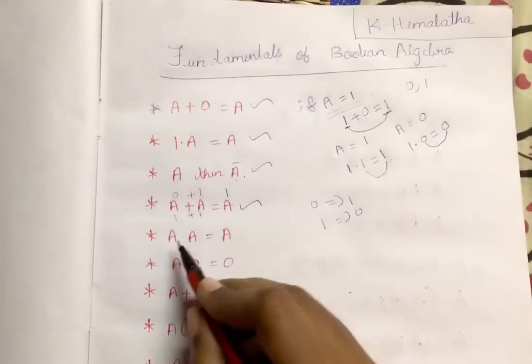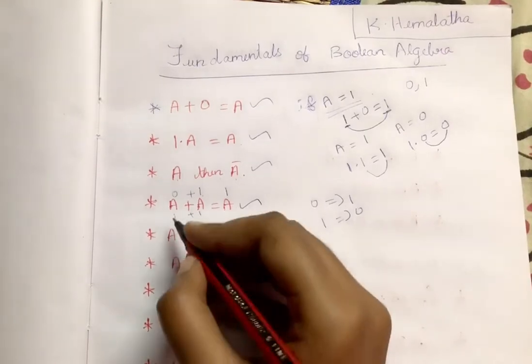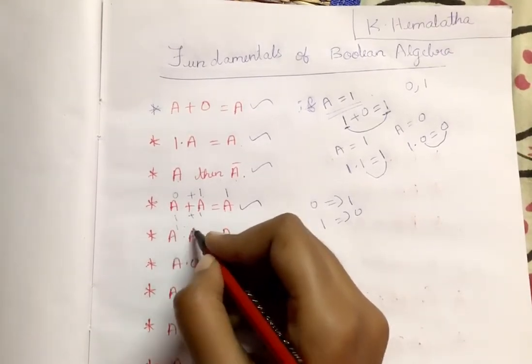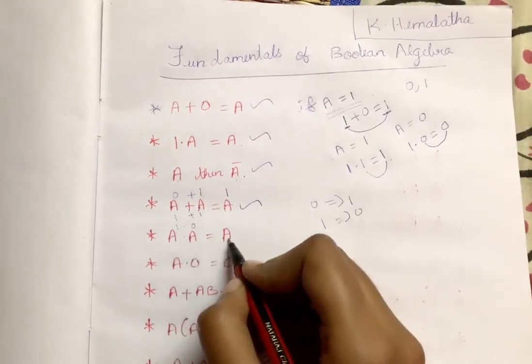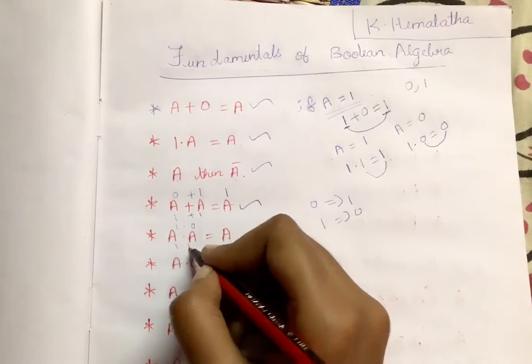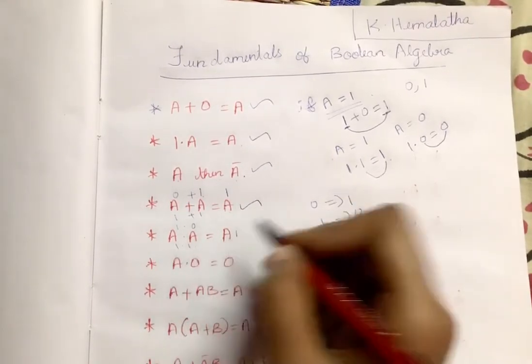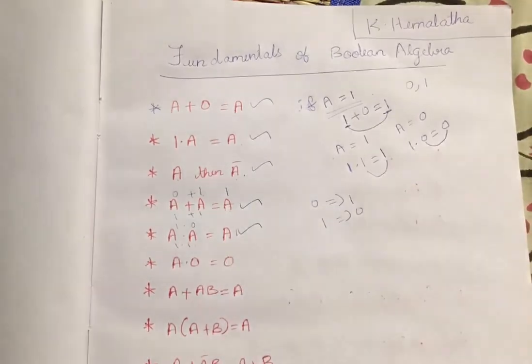Now I take a dot a is equal to a. Suppose I take 0 into 0, what will I get? 0, so the value is reflected. Suppose I take 1 into 1, then what will I get? 1 into 1 gives 1. So this property is satisfied.